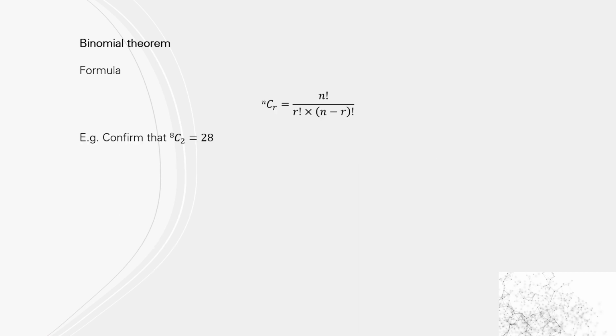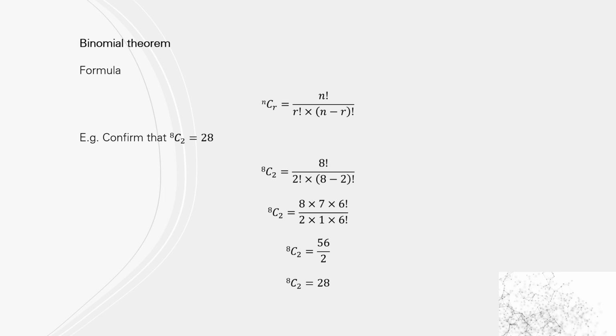The formula for nCr is n factorial over r factorial times (n minus r) factorial. This is how the numbers come about. That's why in the last lesson we actually looked at factorial notation. So we're just going to confirm that by doing 8C2 and plugging it into that and proving it gets 28.